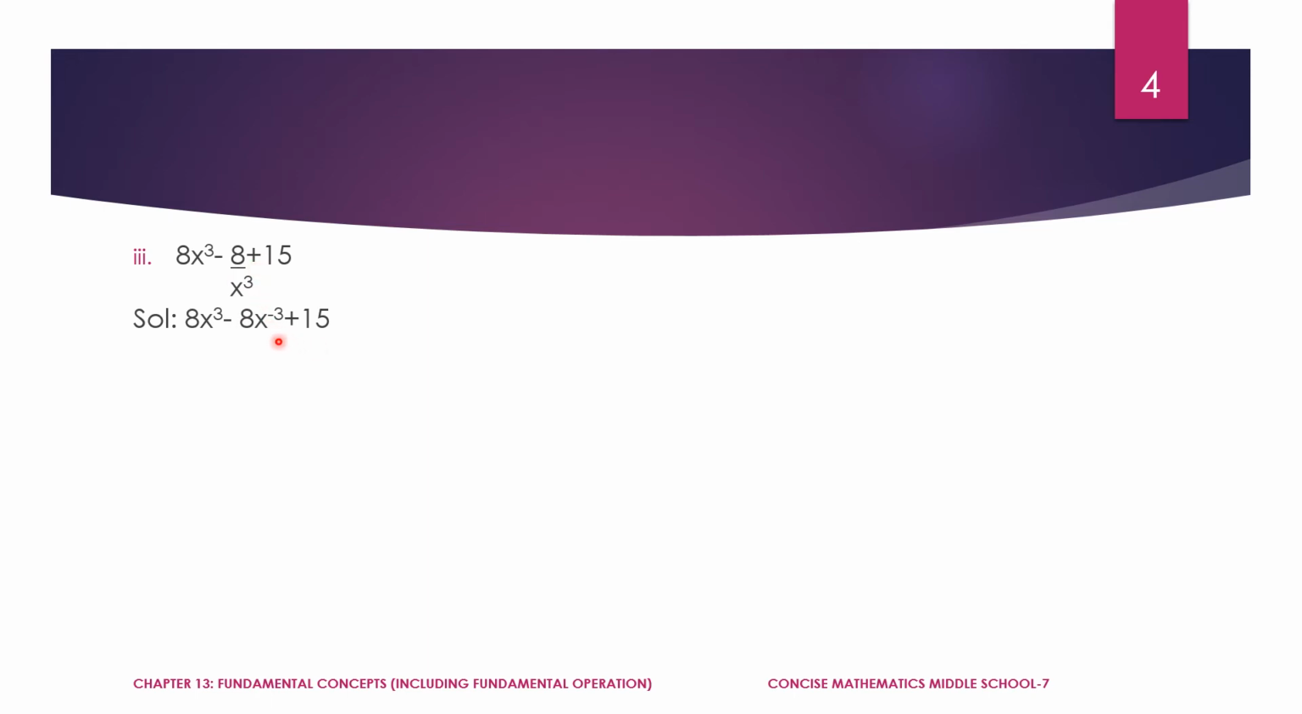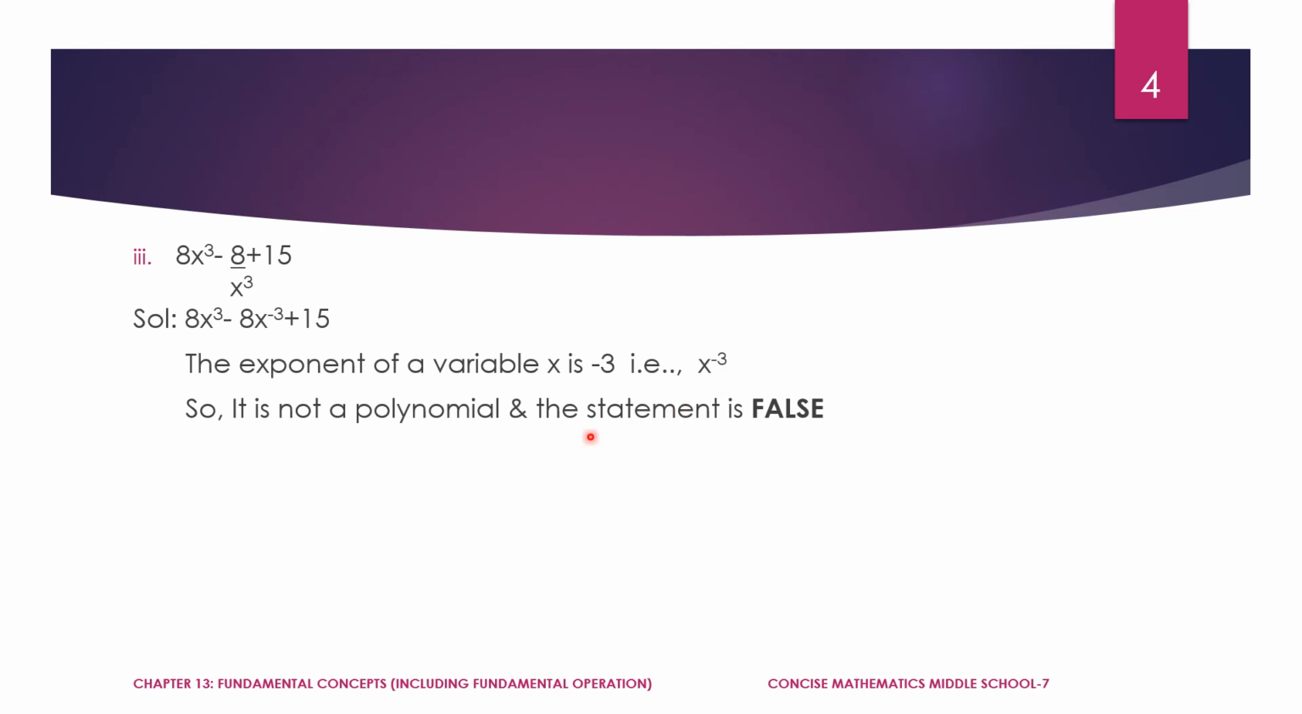So in the set of rules, I already explained that the variable should not contain a negative exponent, right? Here the variable x has a negative exponent of minus 3. See, the exponent of the variable x is minus 3, that is x to the power of minus 3. It should not contain minus 3. So it is not a polynomial, hence the statement is false.